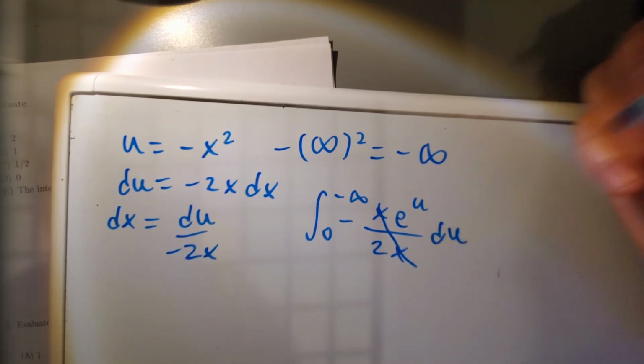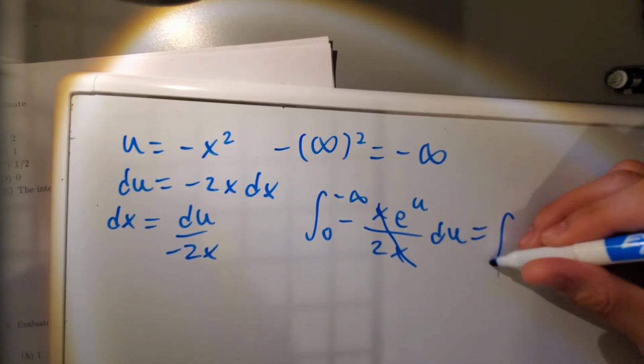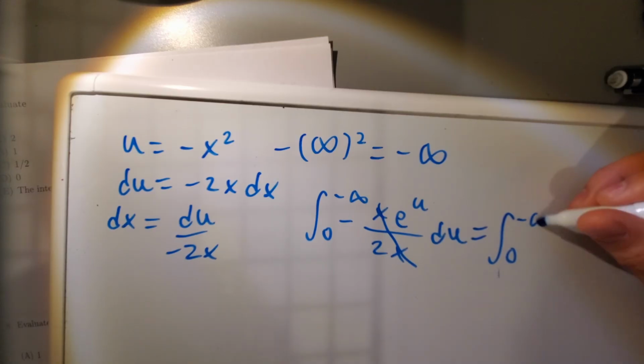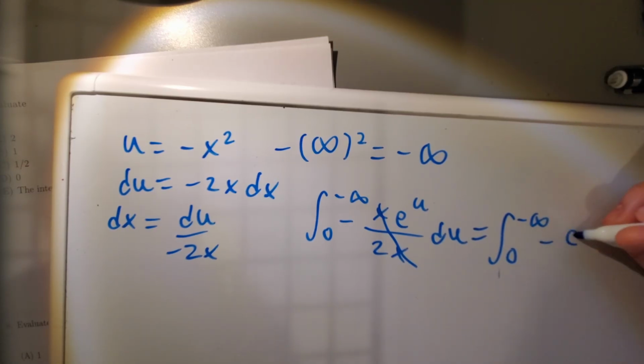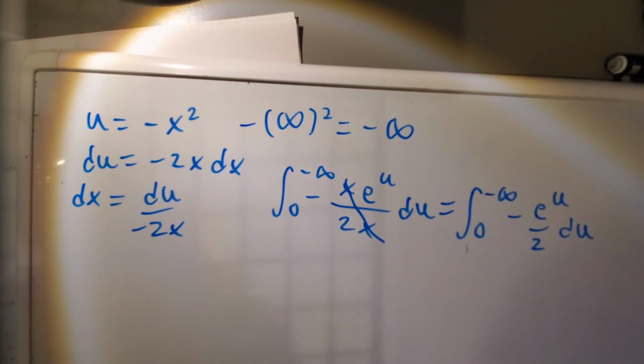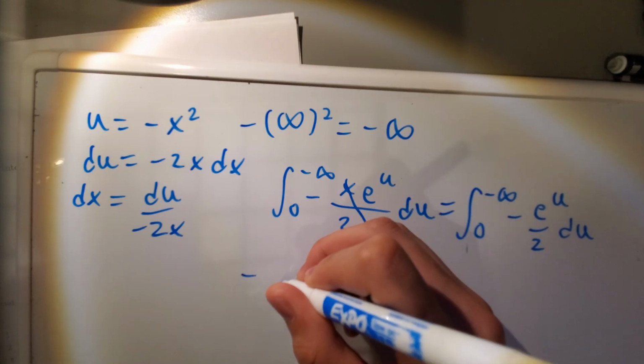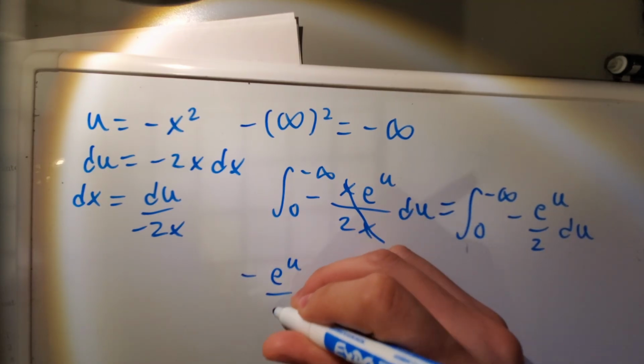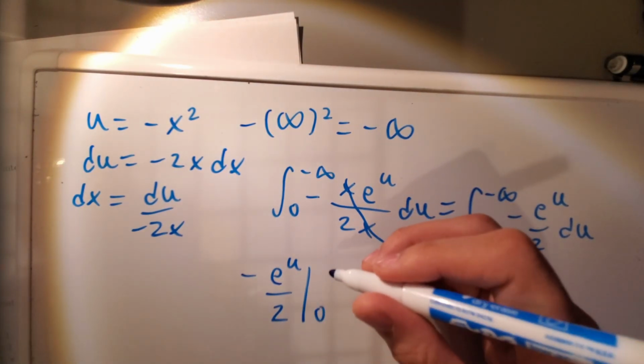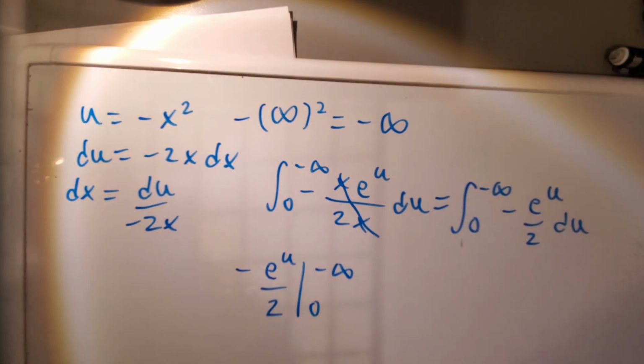You just cancel out these two x's, so you end up with the integral from 0 to negative infinity of negative e to the u over 2. And we know that the integral of e to the u is just going to be e to the u. So that's done right there. So this evaluates to negative e to the u over 2, evaluated from 0 to infinity.